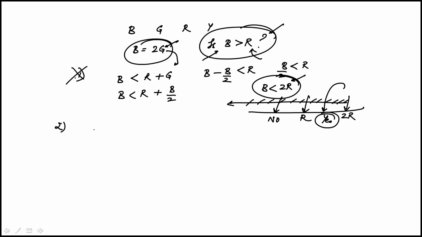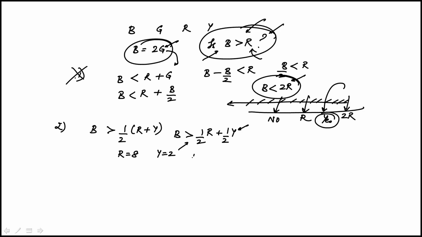So if we look at statement 2, it says the store sold more blue t-shirts than half the total number of red t-shirts and yellow t-shirts combined. So B is greater than half of R plus Y. You can also write it as half R plus half Y. And there's no information on Y, but again, I'm going to try to create a yes and a no. So I'll pick some values. R is 8, Y is 2. Then this inequality becomes B is greater than 4 plus 1, or B is greater than 5.